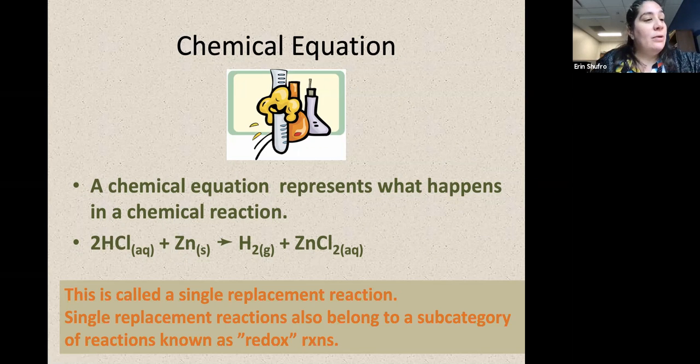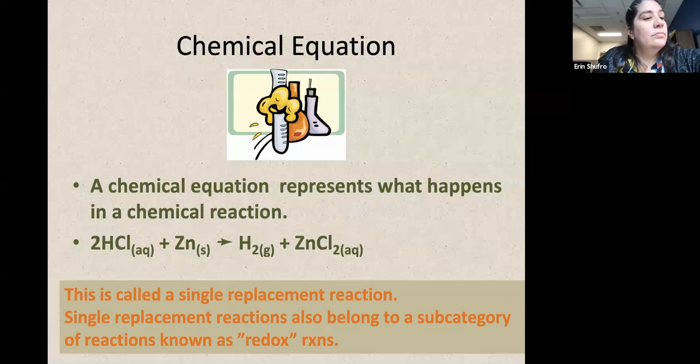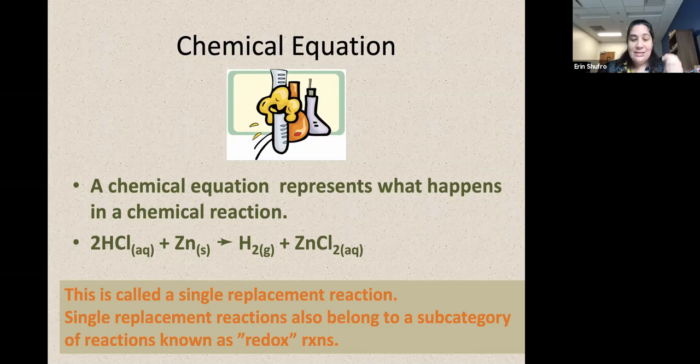So initially we had a zinc atom off by itself, right? And then we had a chlorine atom, okay, that was bonded.